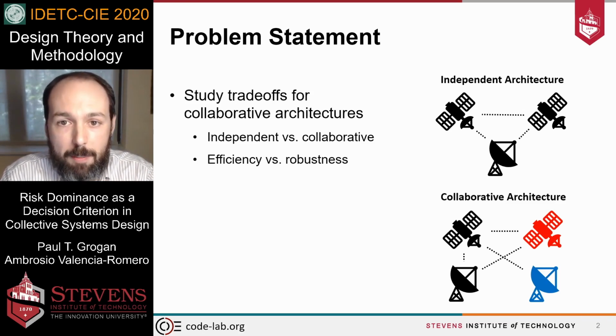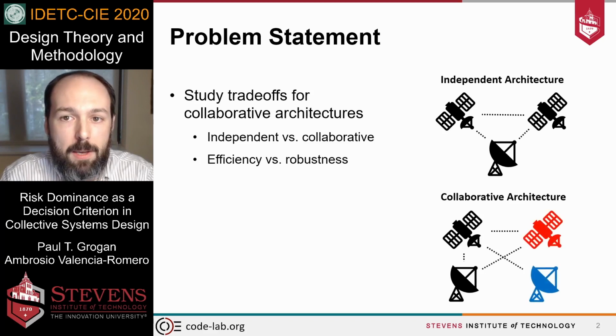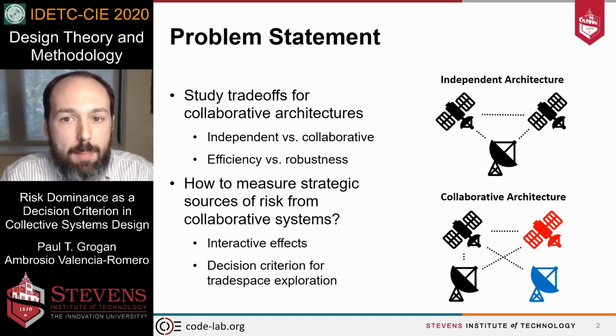Collaborative architectures have the possibility of being more efficient. However, they're also susceptible to downside risks if partners drop out. In this work, we want to understand how to measure these strategic sources of risk in collaborative systems that specifically account for interactive effects between decision makers. And we propose a decision criterion that can be used for trade space exploration.